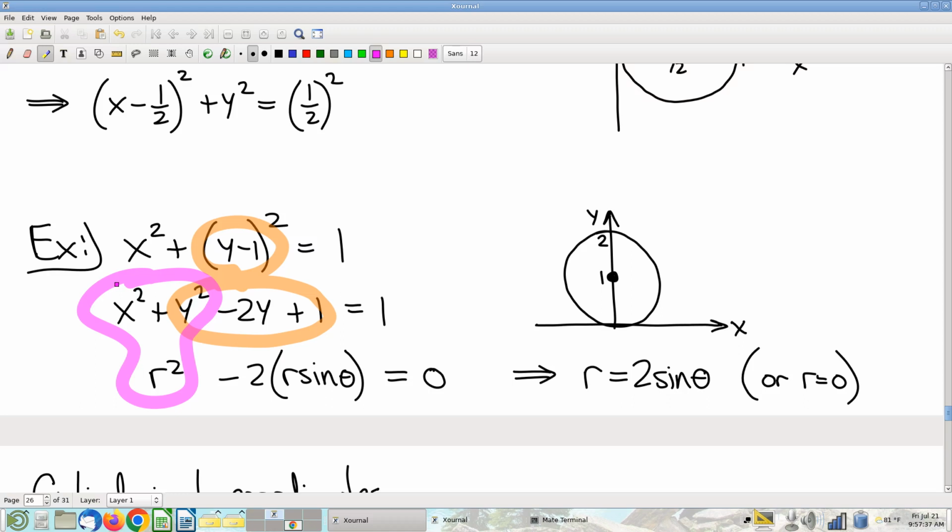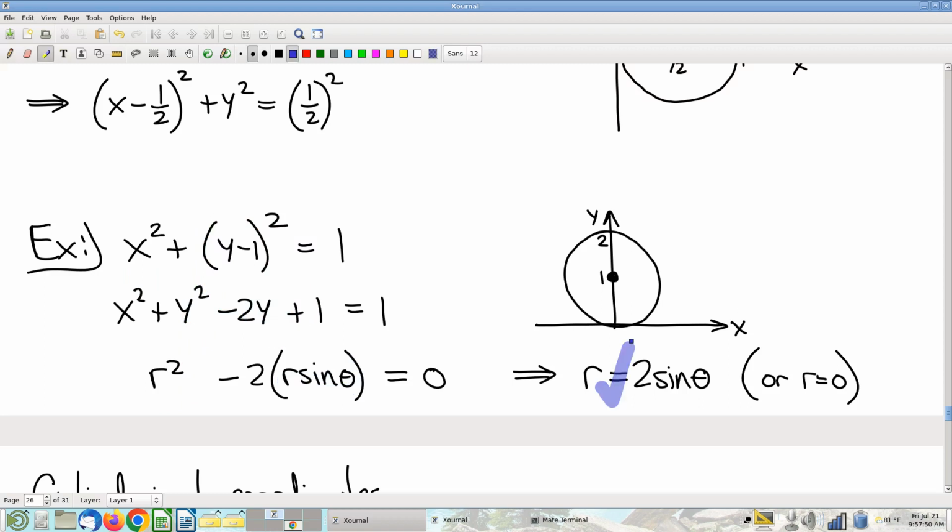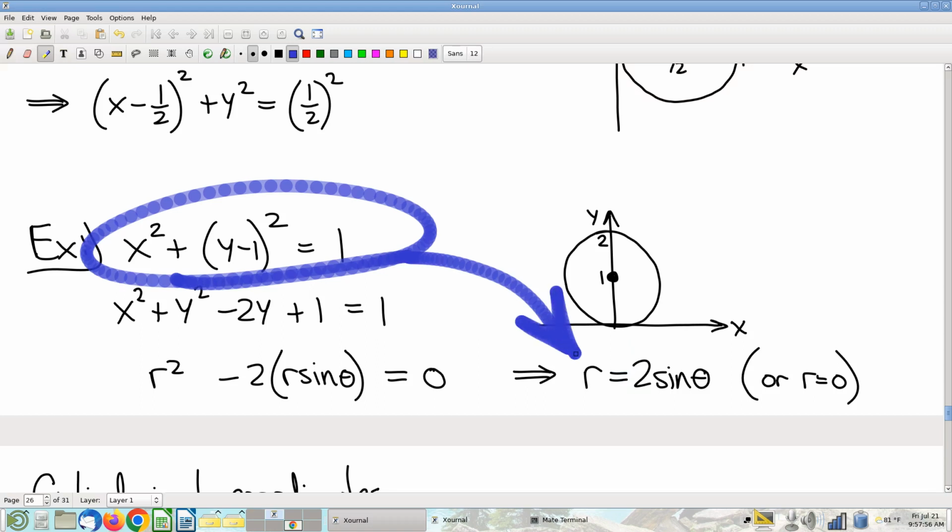And then also don't forget that, of course, y is r sine theta. And so basically just plugging in your standard formulas and then solving for r, and you get r equals 2 sine theta. So nice, convenient conversion from rectangular coordinates to polar coordinates.